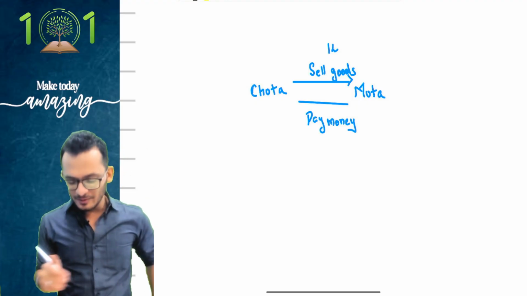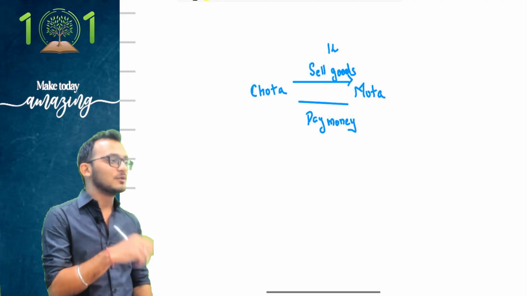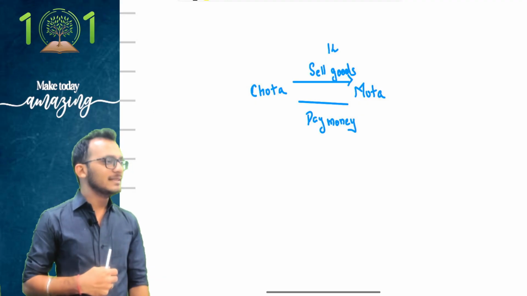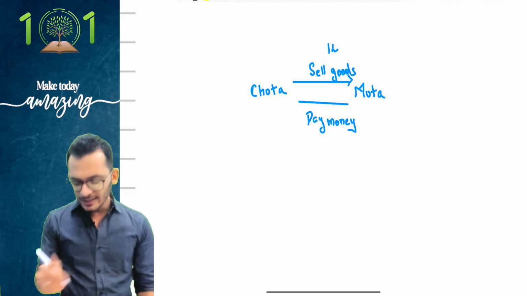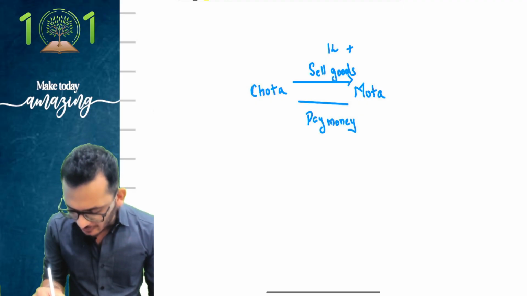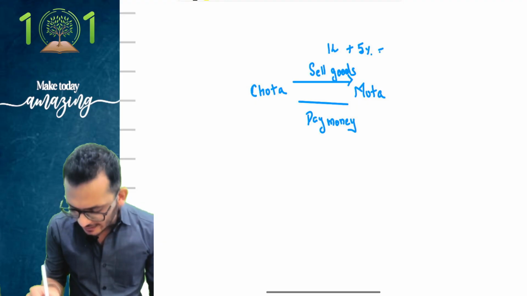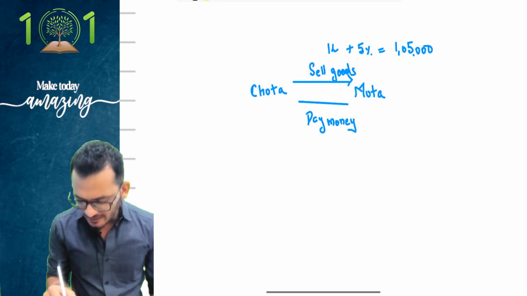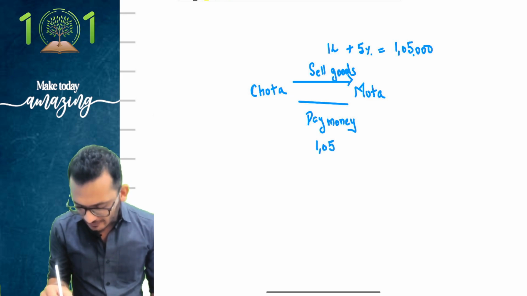तो imagine this example, people, where Chota is selling to Mota. Chota is selling goods worth 1 lakh. Now what will Chota have to do? Chota will levy GST. So Chota will levy, let's say, 5% GST and will therefore charge 1 lakh 5,000. When Mota pays money, Mota will pay 1 lakh 5,000.